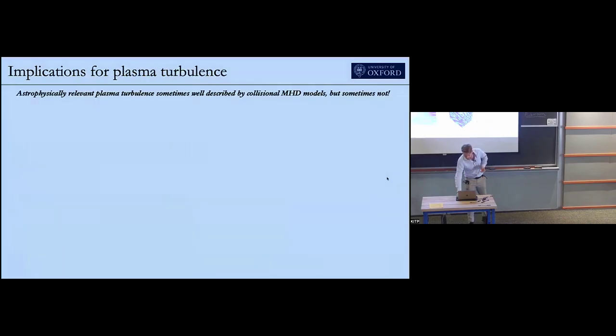So what are the implications of all of these? We now understand weakly collisional and collisionless plasmas a lot better than we did before. What are the implications for plasma turbulence? Well, it's a bit of a mixed picture. Sometimes we find that astrophysical turbulence actually does behave like conventional collisional MHD models, but sometimes it doesn't.